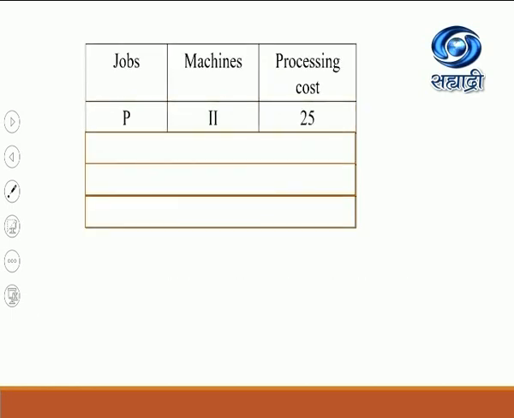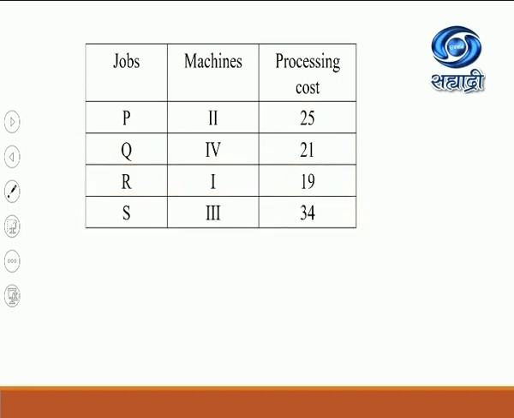So we are going to write P goes to 2, Q goes to 4, R goes to 1 and S goes to 3. Once you obtain this from the last matrix, you're going to write these numbers from the first matrix that we had started with. So the intersection of pth row and second column will be 25. The intersection of qth row and fourth column is 21. You can check the original matrix. Rth row and first column is 19 and sth row and third column is 34.